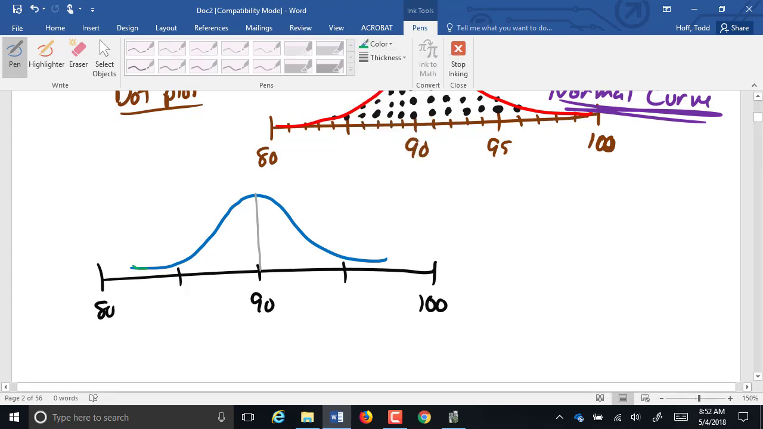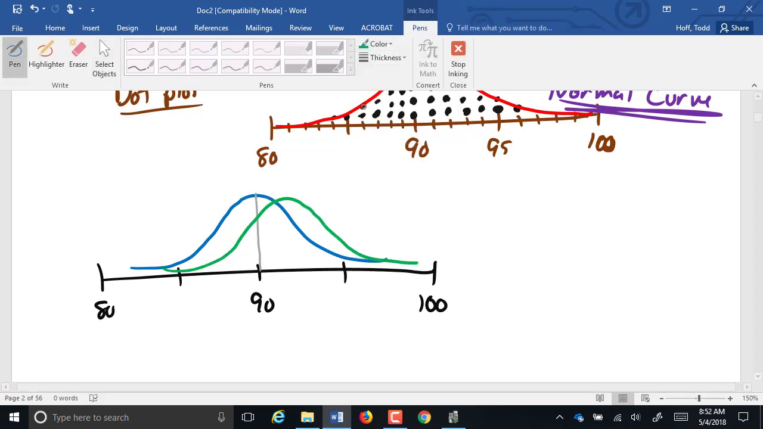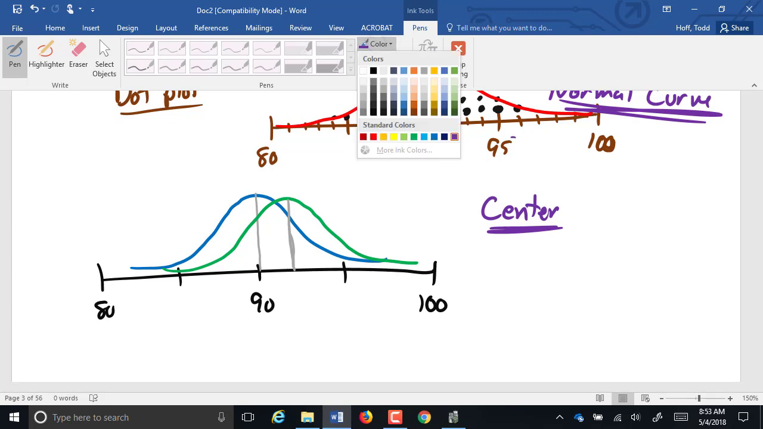Now I might have another curve. How would I describe the difference between the blue and the green curve? Well, I'd say the blue curve has a center at 90. The green curve has a center at about 92. They have different centers. So that is one thing that can be used to describe these bell curves, their center. We're going to look at different ways of describing their center numerically.